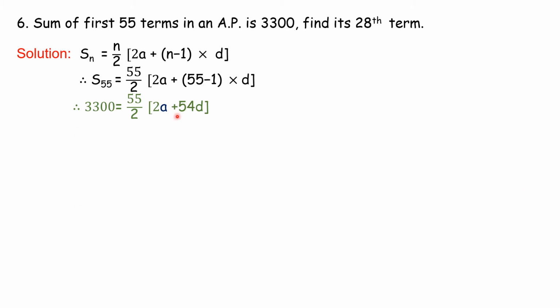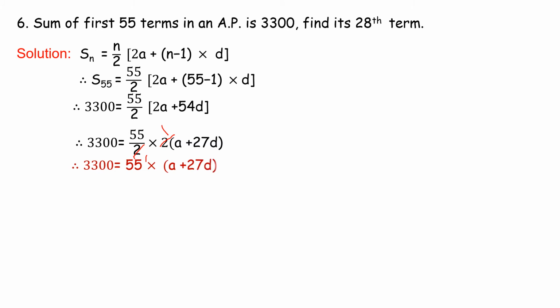If we observe here, 2 is common, so let's take that 2 common. 3300 is equal to 55 upon 2 into 2 into bracket a plus 27d. Now what will these 2 become? 2 1, 2 1. Therefore 3300 is equal to 55 into bracket a plus 27d.